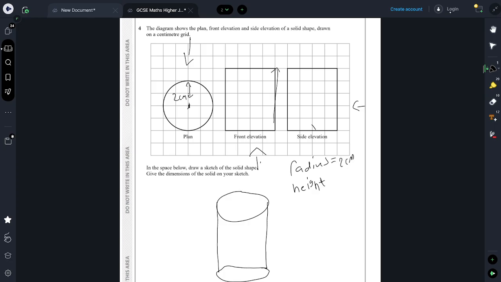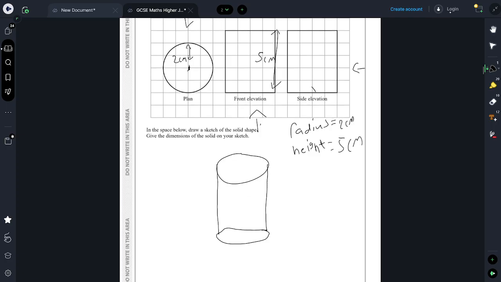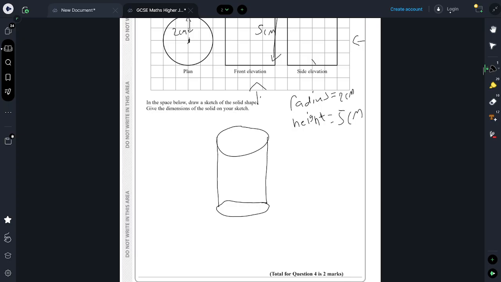Well, that's corresponding to the edge of the front or the side elevation. So here, well, how many squares? 1, 2, 3, 4, 5. So the height is going to be 5 centimeters. So then, yeah, you sketch. You could also include the diameter, perhaps, if you wanted to instead. So that'd be double the radius. So that'll be 4. I think that's the safest bet, I think. But as long as you make it clear.